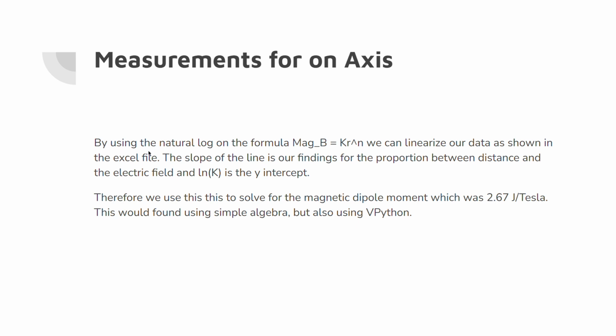So by using the natural log in the formula given by the slide before the last slide, we can linearize our data set as shown in this Excel file. The slope of the line is defined by the proportion between the distance and the magnetic field, and k is just the y-intercept. Therefore, we can use this to solve for the magnetic dipole moment, and this would be found by either using simple algebra or also using VPython. I'm also sorry for not putting magnetic field here, which doesn't have it.